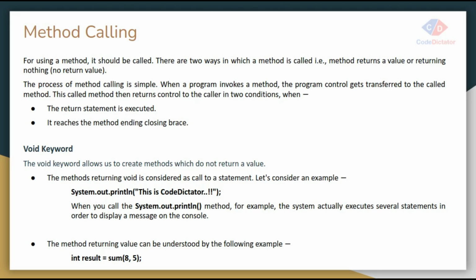If you see the example System.out.println, println is a method of the System class. The return type of the println method is void. It is not returning anything; it is simply doing the task of printing on the console. Or see another example: int result = sum(8, 5). Here 8 and 5 are your parameters of type integer, and sum is the method, and we are calling the sum method. This is how you call a method, and that sum method is returning some integer value.